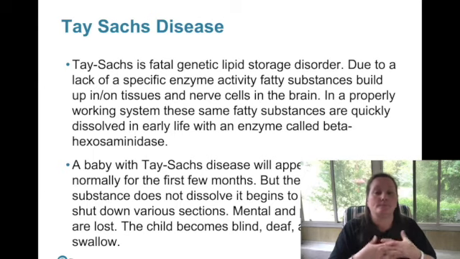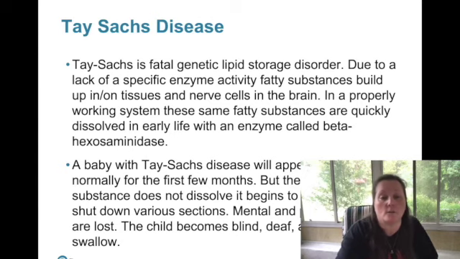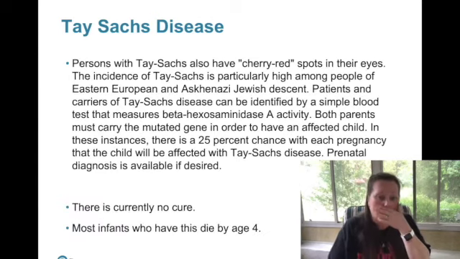And then it breaks it all down. So a baby with Tay Sachs disease will appear to develop normally for the first few months. Then, as the fatty substances that should have dissolved don't, and they're getting built up, it begins to slow down and shut down different sections of the brain bit by bit by bit. The child eventually becomes blind and then deaf and then can't even swallow. So clearly the poor baby's going to go.